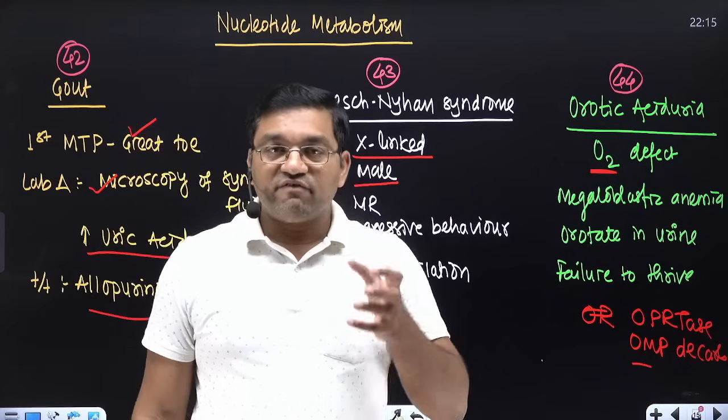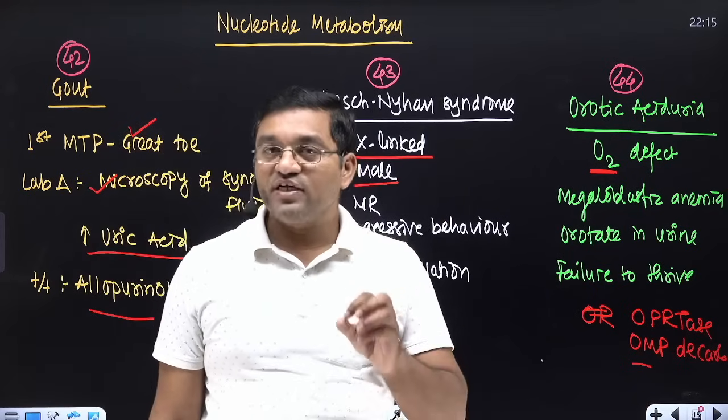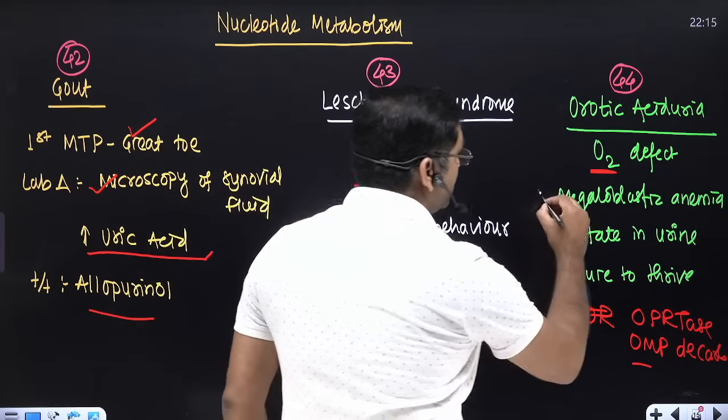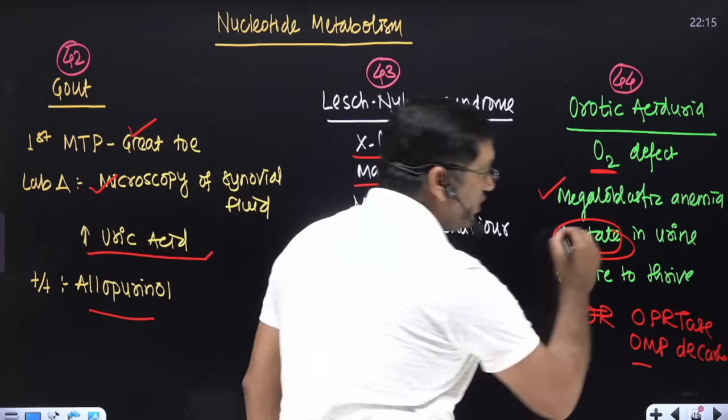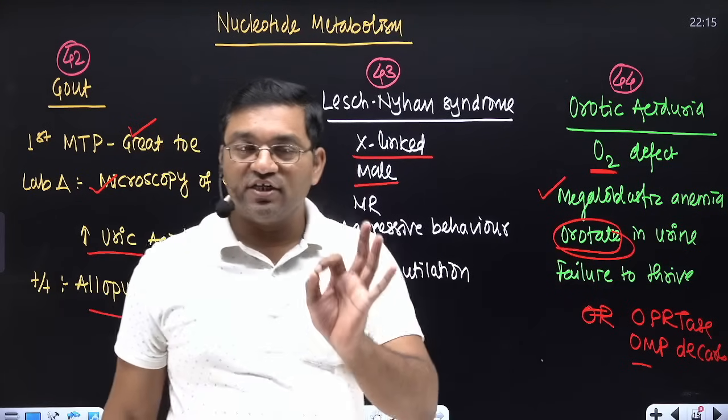The symptoms are failure to thrive, inability to gain weight. Megaloblastic anemia is a feature of orotic aciduria. There is excretion of orotate in urine. This point will stay here, excretion of orotate in the urine.